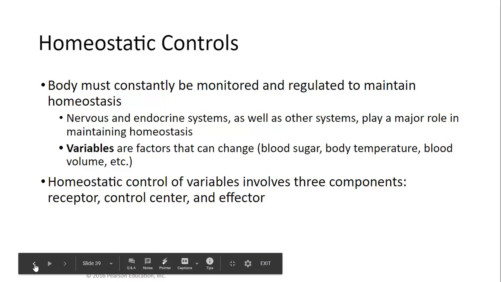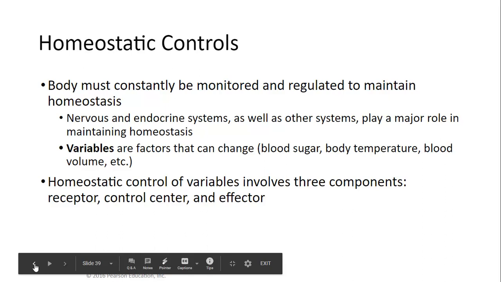It interacts with your muscles and other organs to adjust internally to what's going on internally, and also to adjust to what's going on externally, outside your body. So again, the body has to be monitored and regulated to maintain homeostasis. The nervous and endocrine systems always work hand in hand, very closely together.